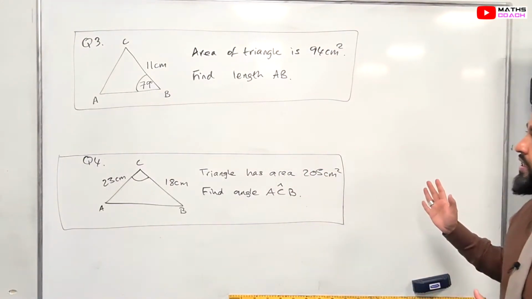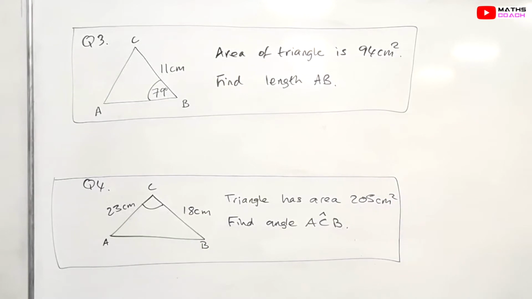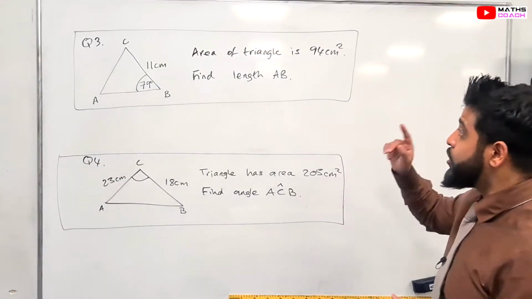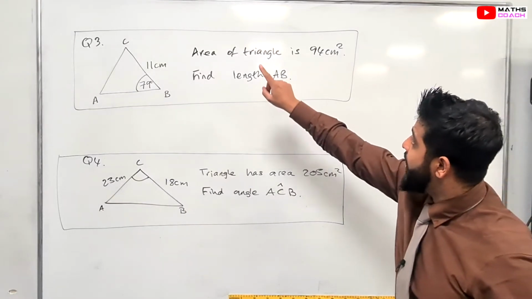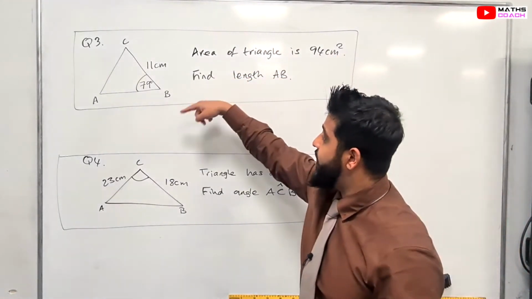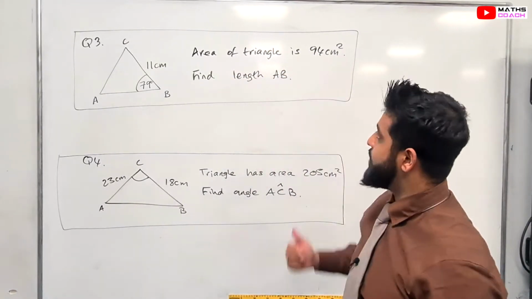Take a screenshot of this if you can. I'll move out the way for you. Hopefully I'm not in the way. So hopefully you got a screenshot of that one. So let's look at the first one. It says the area of triangle is 94 centimeters squared. The area of this triangle is 94 centimeters squared.